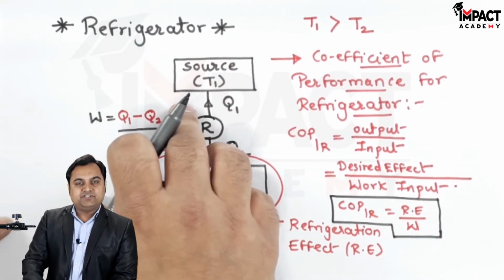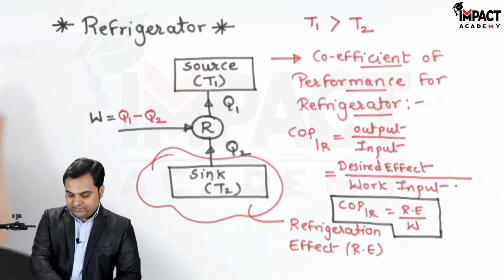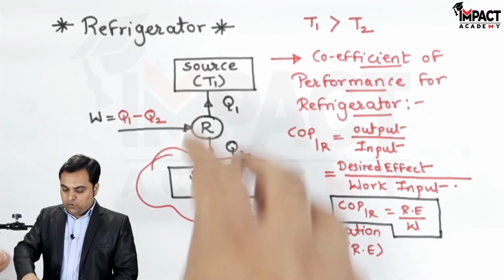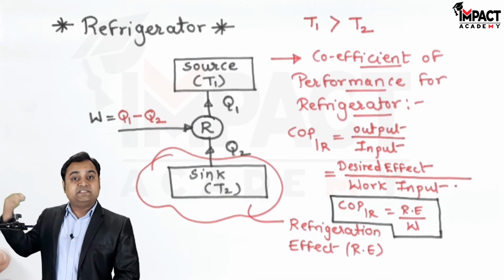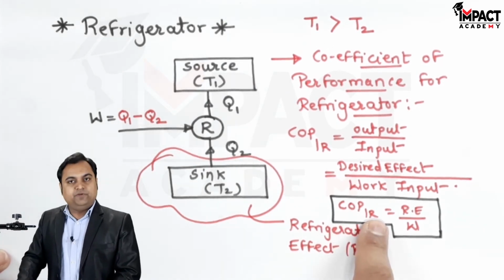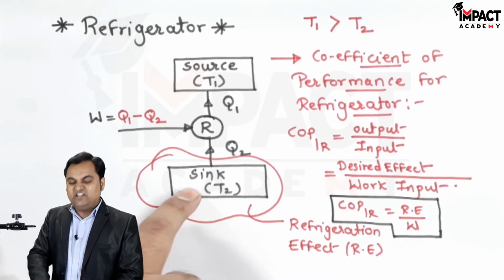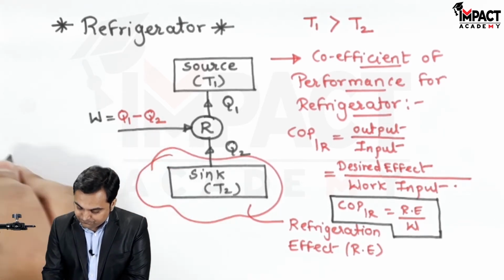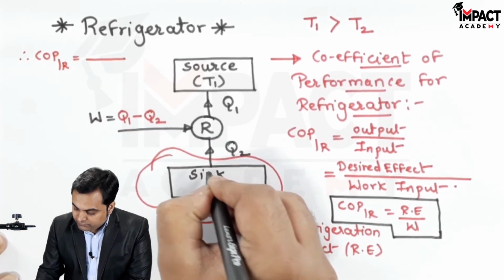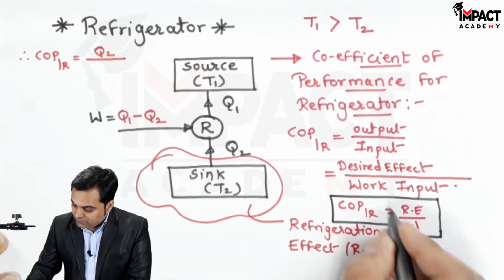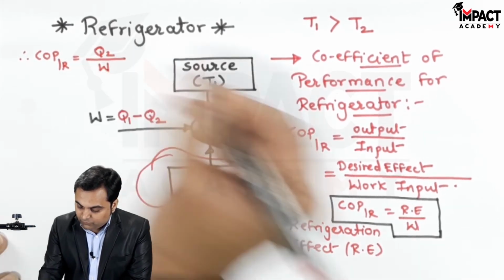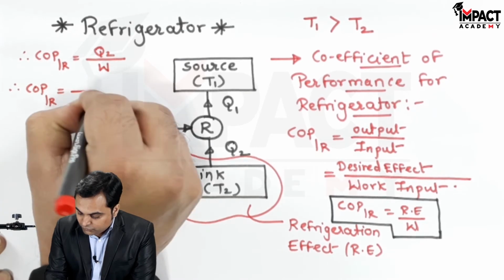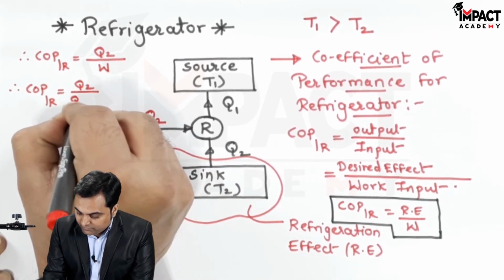And this high temperature reservoir or source is the atmosphere, that is T1, and the sink is the room in which there is the refrigerator or an AC, whereas the source indicates the atmosphere or the external conditions. So when I write the COP, the refrigeration effect is felt in the sink and it is taking heat Q2 from the sink. So COP will become the heat taken, which is Q2, upon work input, that is W. Therefore COP of the refrigerator will be Q2 upon W, which is Q2 upon Q1 minus Q2.